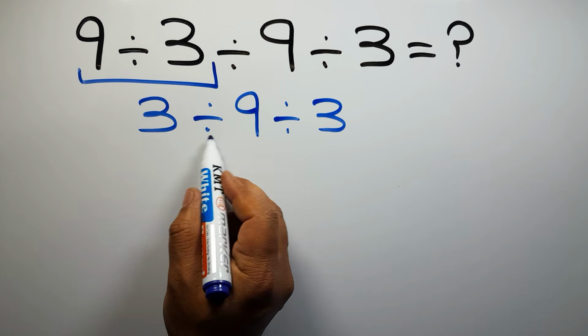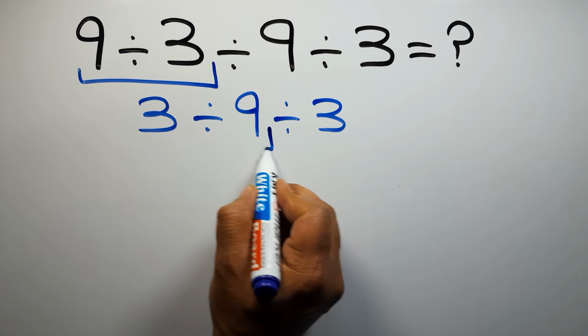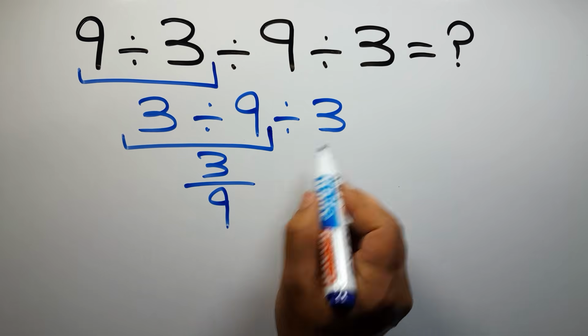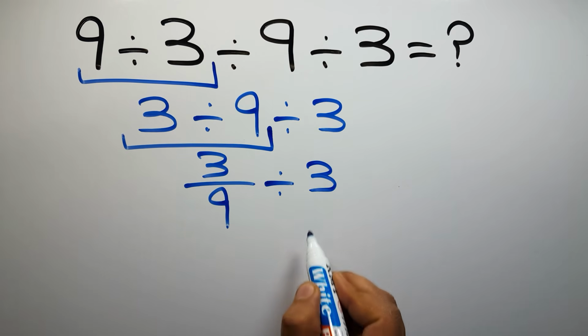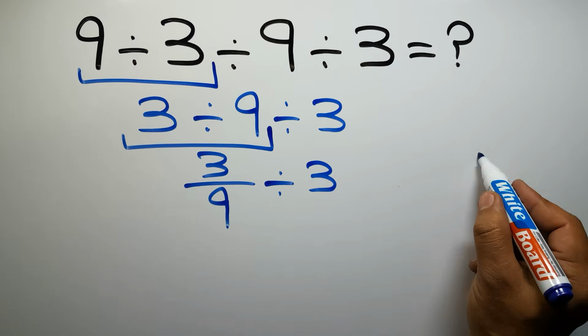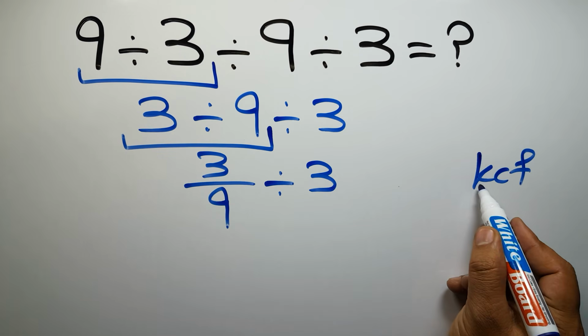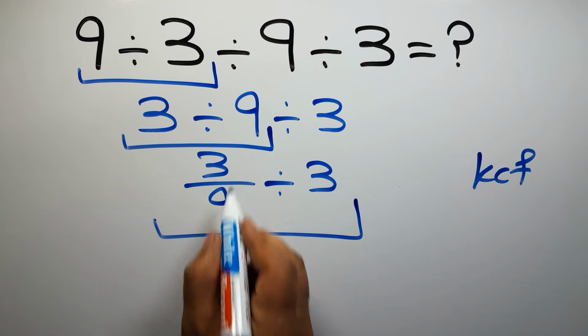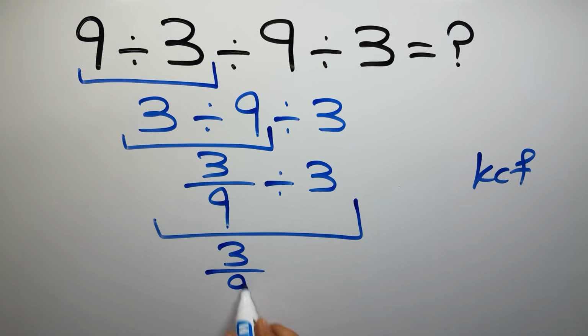Now we have to do this division. 3 divided by 9 can be written as 3 over 9, then divided by 3. Now, according to the KCF rule, K stands for keep, C stands for change, and F stands for flip. We can write keep the first fraction, change division to multiplication, and flip the second fraction.